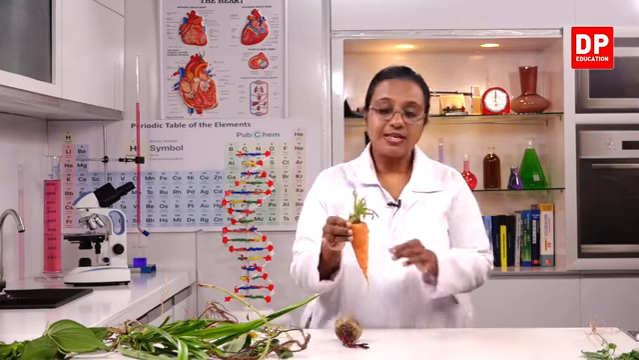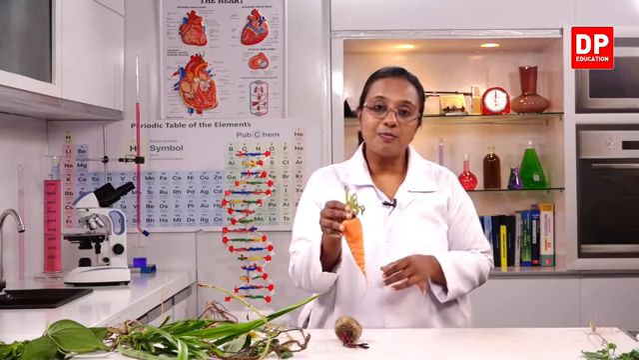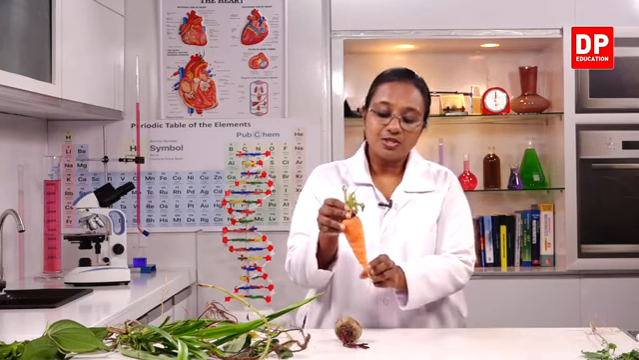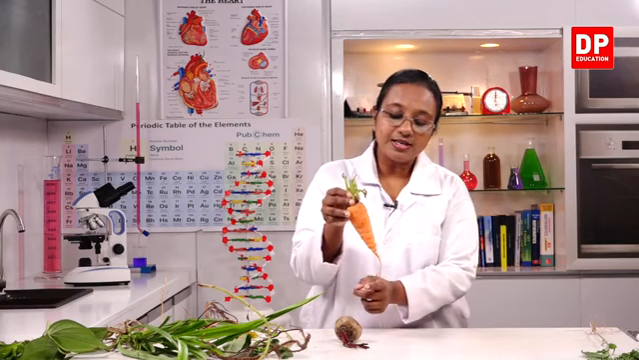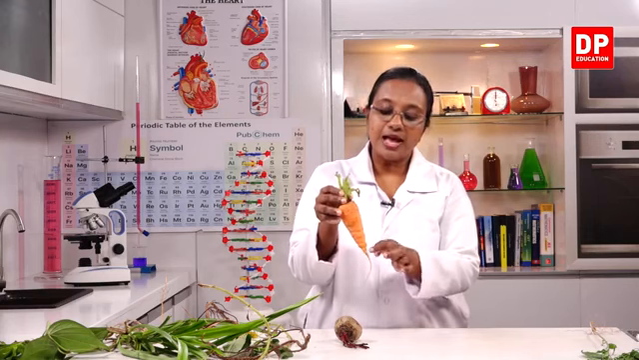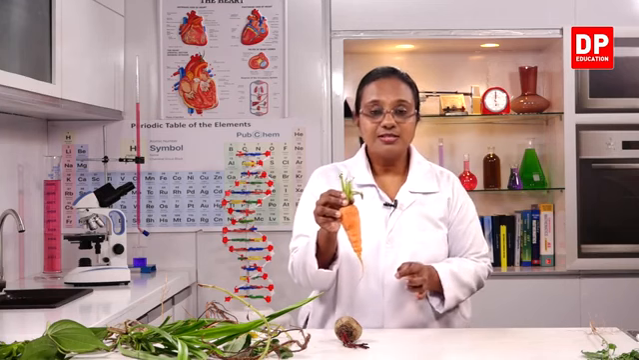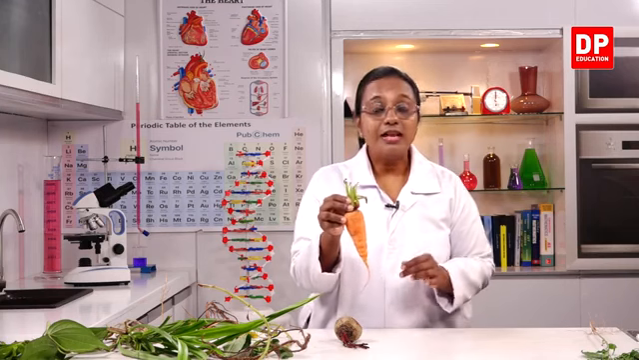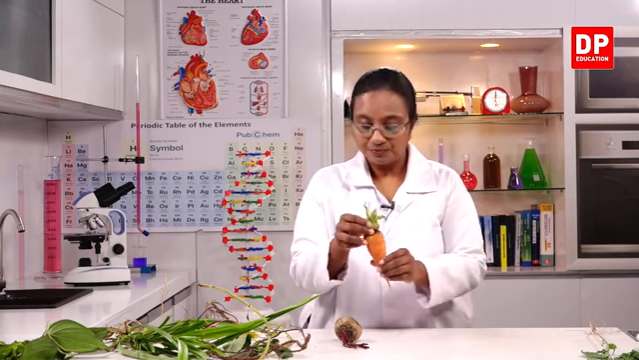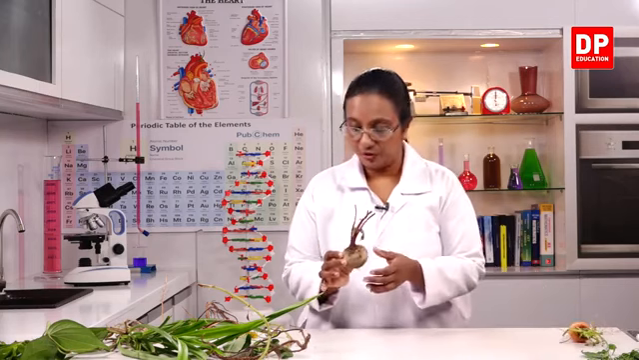Here you can see even the carrot has the shape of the taproot. It has stored food here. You can see the end of the taproot and you can see those lateral roots as well. So this is a tuberous root, the taproot that stores food. Same goes for beetroot. That is also a taproot, that is a tuberous root that stores food.